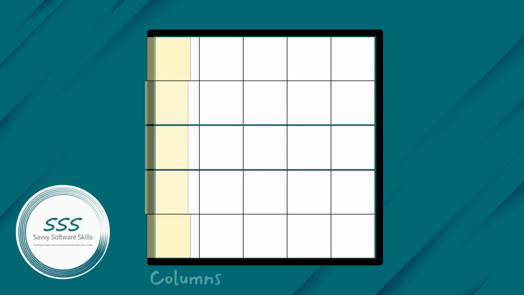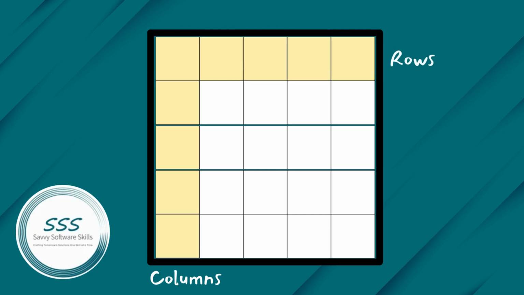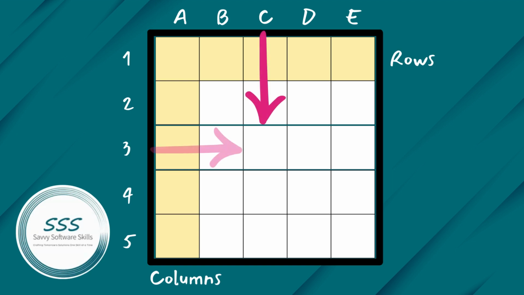Spreadsheets are organized into columns and rows. Each column has a name. This name is a letter starting with the letter A. Each row also has a name. This name is a number starting with the number 1. A cell's unique address, or the cell reference, is formed by the intersection of a column and a row.